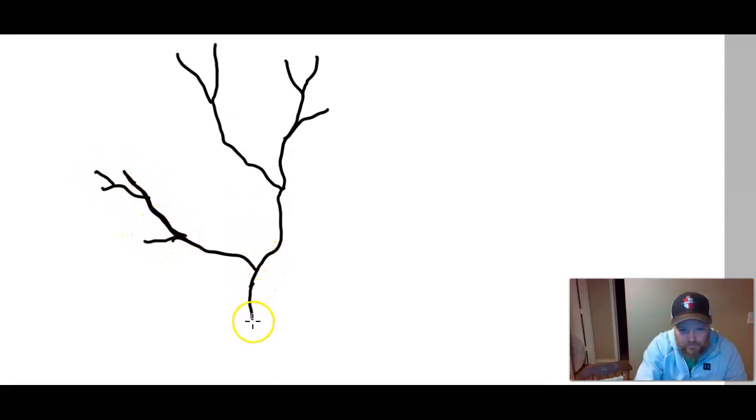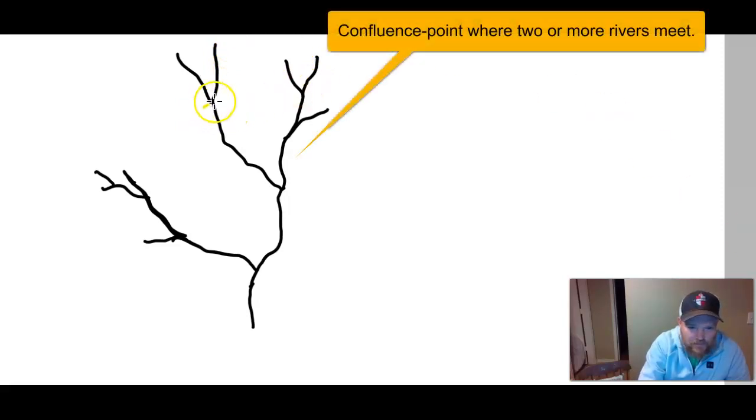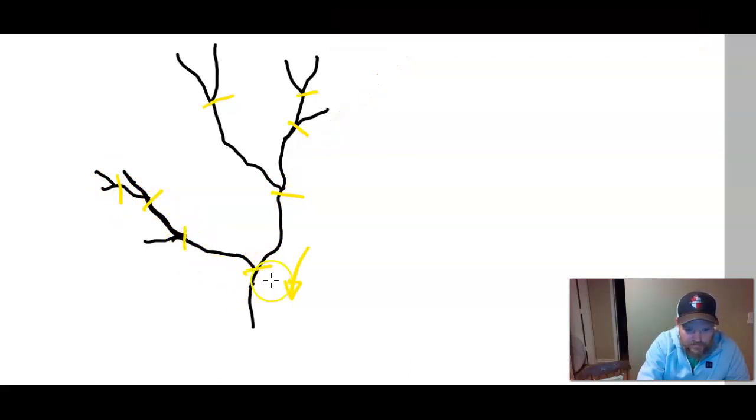So, if I have this river system here, wherever two rivers come together is called a confluence. So this is a confluence of these two rivers. I forgot to tell you, the river's flowing this way. This is a confluence, this is a confluence, this is a confluence. Confluence, confluence, confluence, confluence.